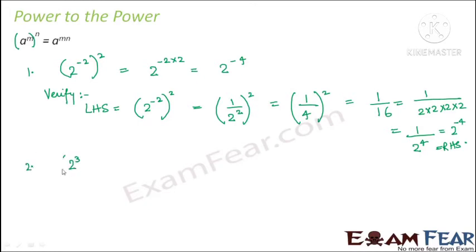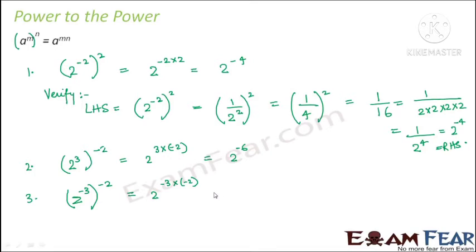So let's take a few more examples. Let's say you have (2^3)^-2. This would be equal to 2^(3 × -2), that is equal to 2^-6. Now, if you have something like this, where both the powers are negative, that is (2^-3)^-2, in this case, this becomes 2^(-3 × -2). So this would be 2^6. So in this fashion, whenever you have two powers like (a^m)^n, this can be written as a^(mn), that is product of the powers.